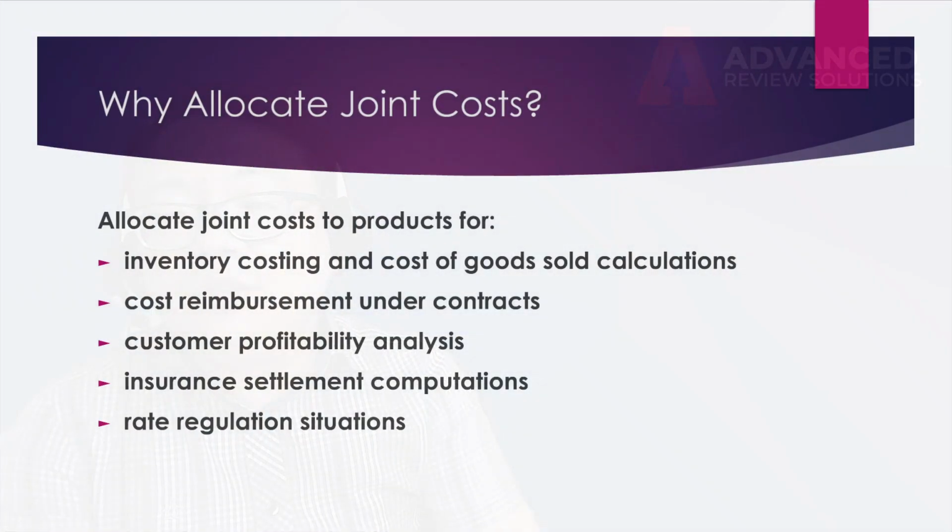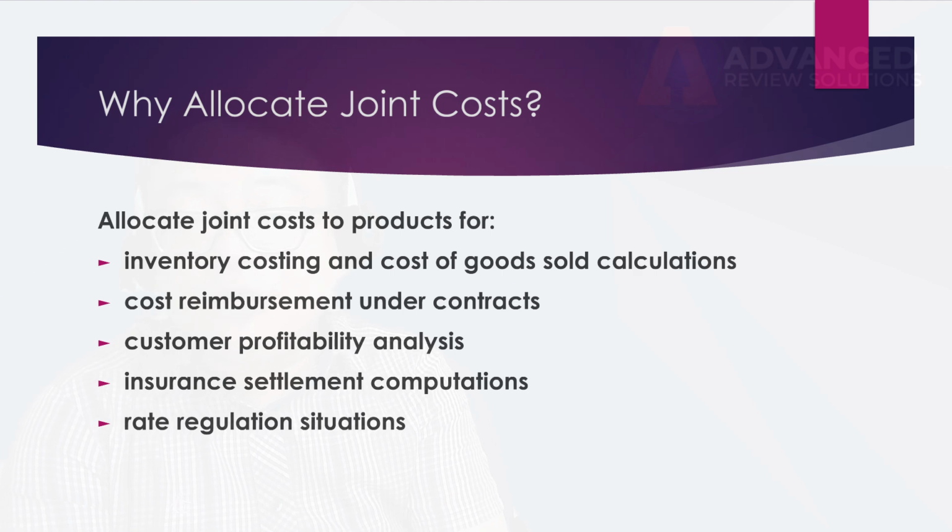Next one. So why allocate joint costs? Why do we allocate these? The real reason why we allocate costs is for inventory costing and, of course, your cost of goods sold calculations. Number two, very important also, is for cost reimbursement under contracts. Of course, if there is cost allocation, you can have it reimbursed.